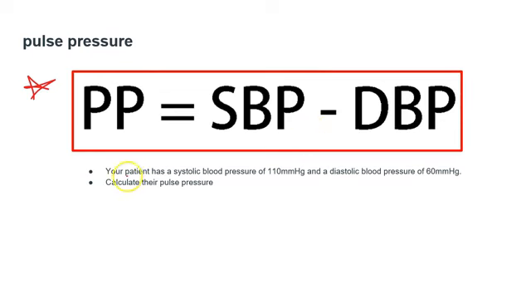For example, if your patient's systolic blood pressure is 110 millimeters of mercury and diastolic blood pressure is 60, just subtract these two numbers, and then the pulse pressure for this specific patient is going to be 50 millimeters of mercury.